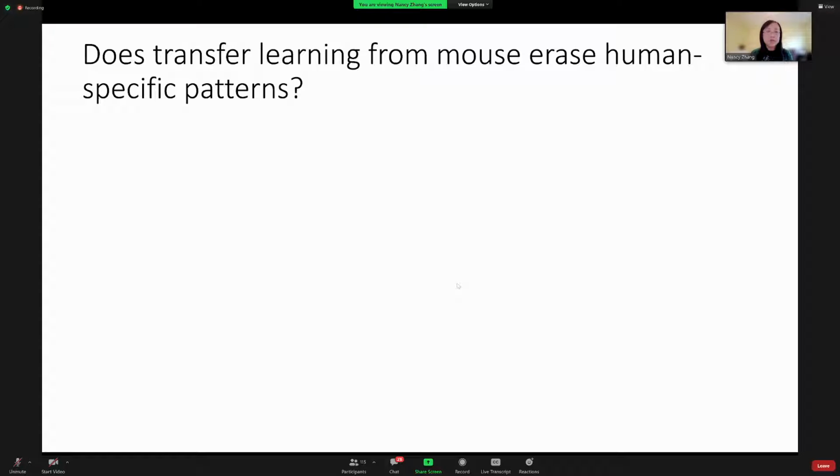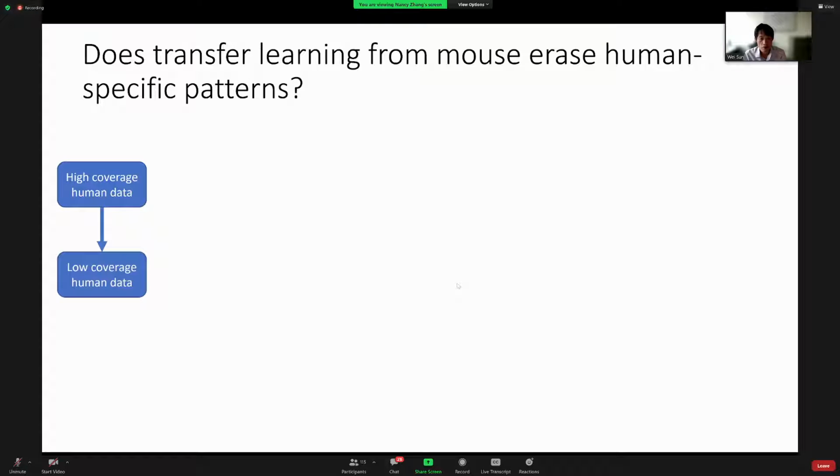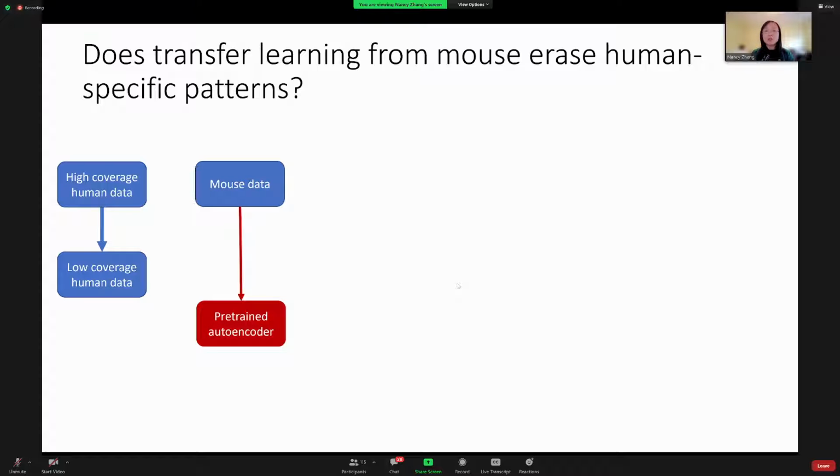So what do we mean by this? Let's say we started with high coverage human data. That's what we started with. And what we did was we downsampled to get low coverage human data. And then we had mouse data of pretty good quality from the same tissue. We used the mouse data to pre-train an autoencoder. And then we used those pre-trained weights as initialization to denoise the human data.